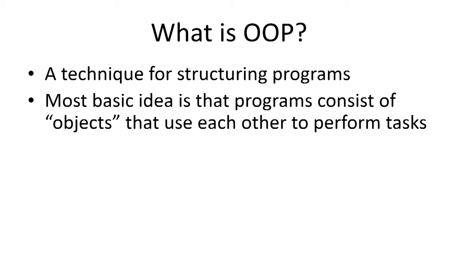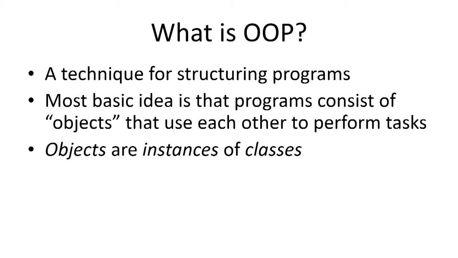The basic idea is that programs consist of objects, and those objects use each other to perform tasks, right? So that sounds a bit like procedural programming, where we have methods that use each other to perform tasks. Objects are instances of classes. So you think about a class of objects, right? Like, say, mammals are a class of objects. There's a bunch of things in the world. Some of them are mammals. Those mammals all have something in common. They all have hair and give birth to live young.